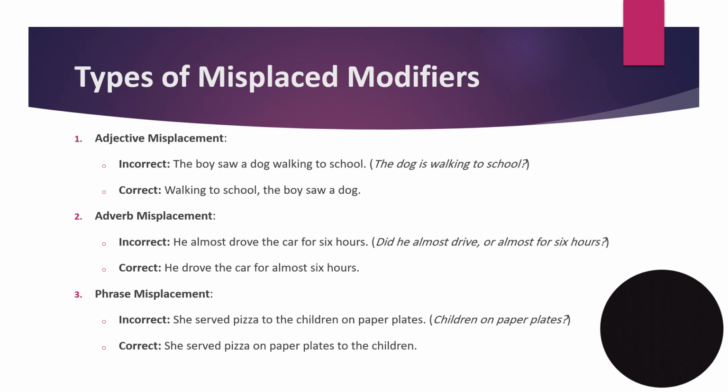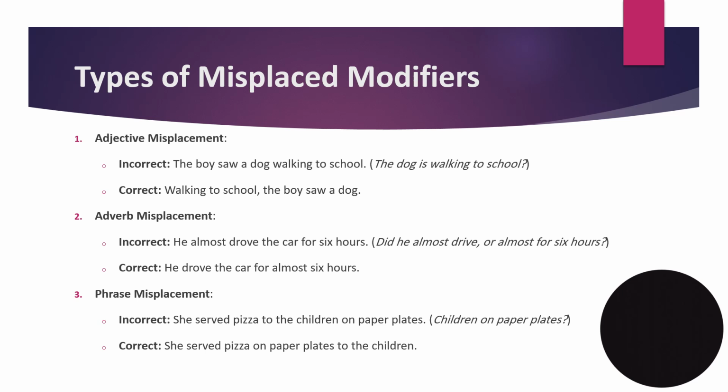Types of misplaced modifiers. We have adjective misplacement. Look here at the incorrect sentence: the boy saw a dog walking to school. The dog is walking to school. Correct: walking to school, the boy saw a dog. So here we understand that the person was walking to school, not the dog.